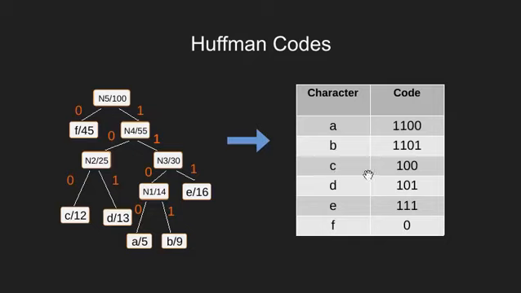Let's see how we obtained the code for node C. So here is C. We start from the root, go to right, go to left, again left. So we have 1, 0 and 0. Let's generate for A. Here we have A. We start from the root, go to right, again right, to left, to left. We have 1, 1, then 0 and 0. Similarly, we do for all the characters.